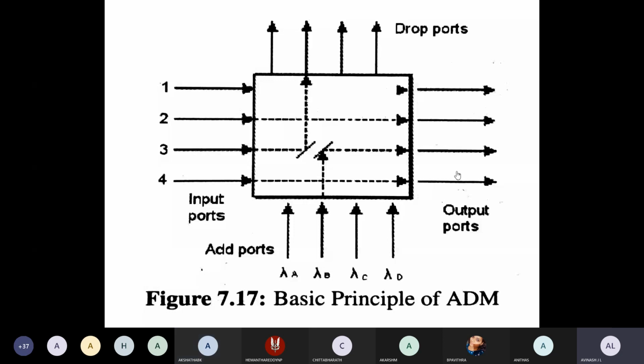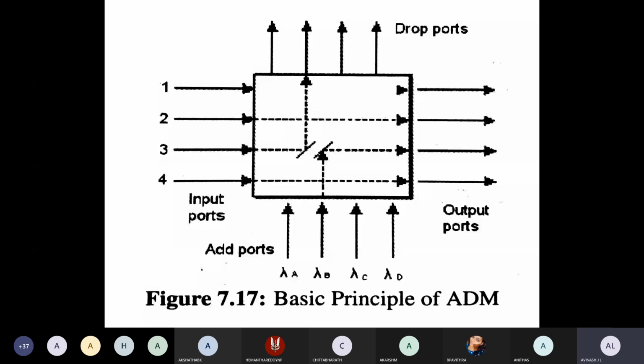Now I request all of you to go through the diagram and take it down. Here you can see that there are input ports and output ports, and along with them there are add ports and drop ports. However many input and output ports there are, that many add ports and drop ports are also available.